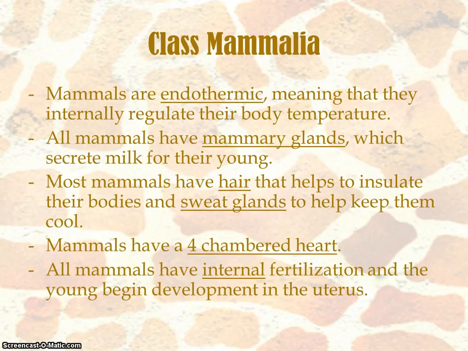Mammals have a four-chambered heart. The heart consists of the right atrium, the left atrium, the right ventricle, and left ventricle.